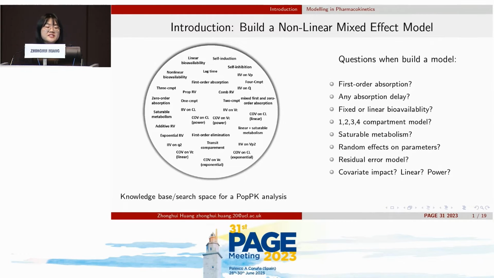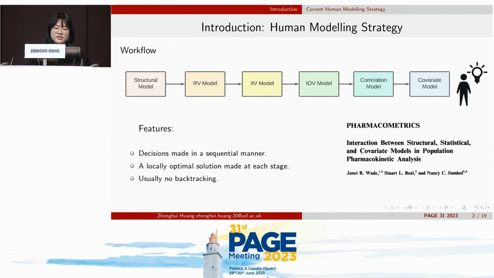Firstly, the story starts with building a nonlinear mixed effect model. As we know, this process is not easy. We need to face a series of questions when building a model. For modelers like me, you can see the little cute human here, we use sequential methods to test the model components step by step. Usually we identify the local optimal solutions at each stage, and there's usually no backtracking, which means when it comes to the covariate model, we don't often check the basic model structure at that stage.